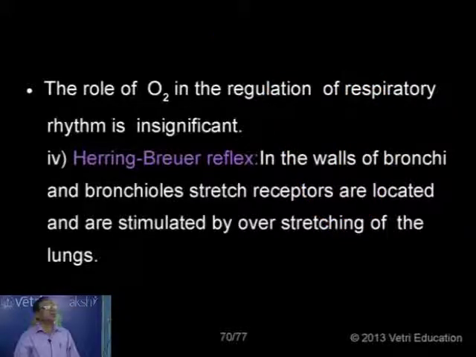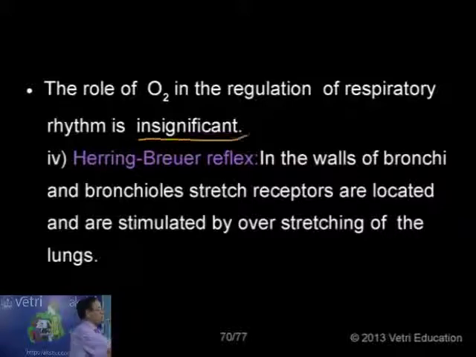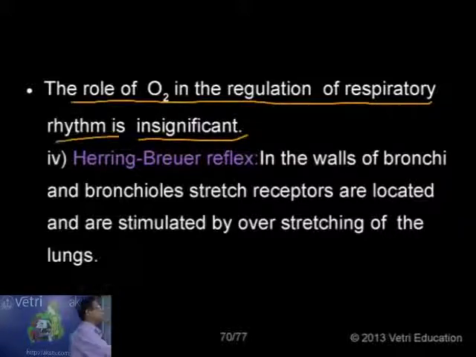Okay, now. Actually, the carbon dioxide is normally responsible for the regulation of respiration. But the role of oxygen in regulating the respiratory process is insignificant. So, it is carbon dioxide and hydrogen ion concentration, which is the resultant product of carbon dioxide when dissolved in water, and these two factors are normally responsible for regulating the respiratory rhythm. But oxygen's role in regulating the respiratory rhythm is less significant compared to carbon dioxide and hydrogen ion concentration.